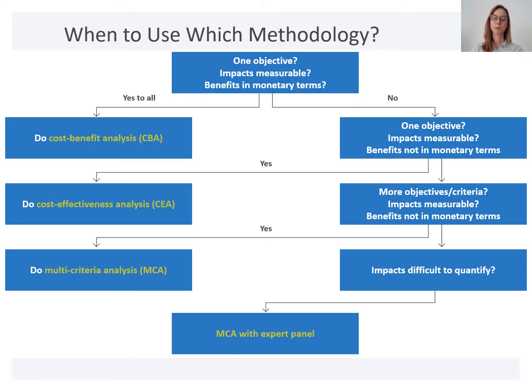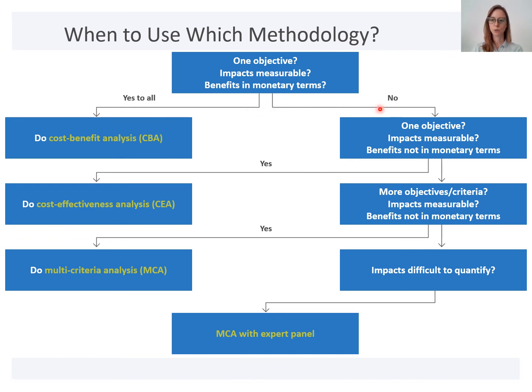So now we've been through 3 different approaches to adaptation assessment, and I know it can be a little bit confusing thinking about all 3 of these. So we've got this nice flowchart here to help answer the question of when do you use which methodology. So you can ask yourself, do I have one objective? Are the impacts measurable? And are the benefits in monetary terms? If the answer to all of these is yes, you may wish to use a cost-benefit analysis.